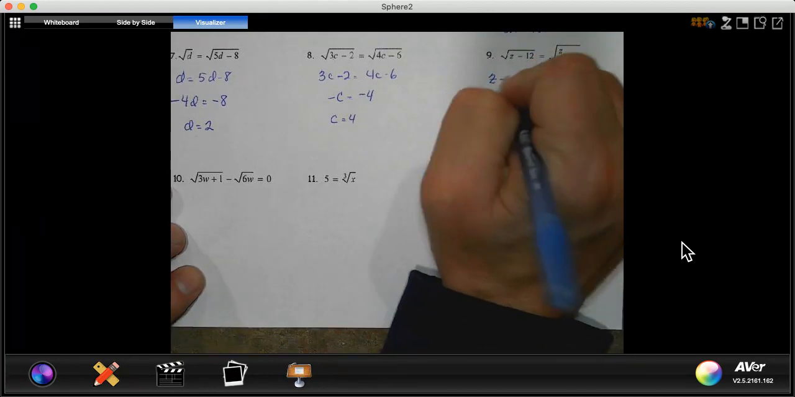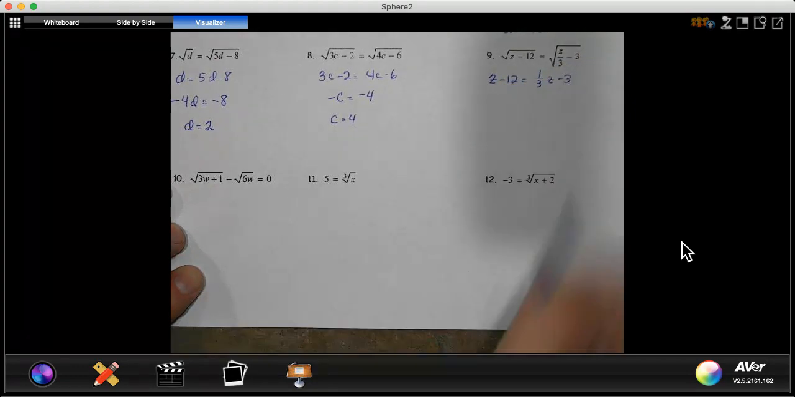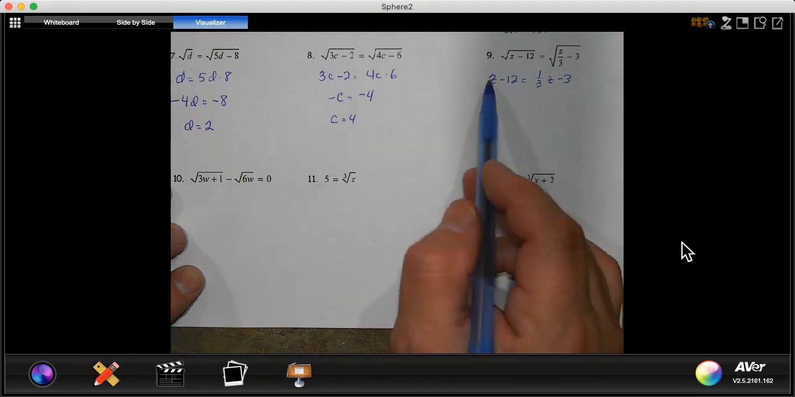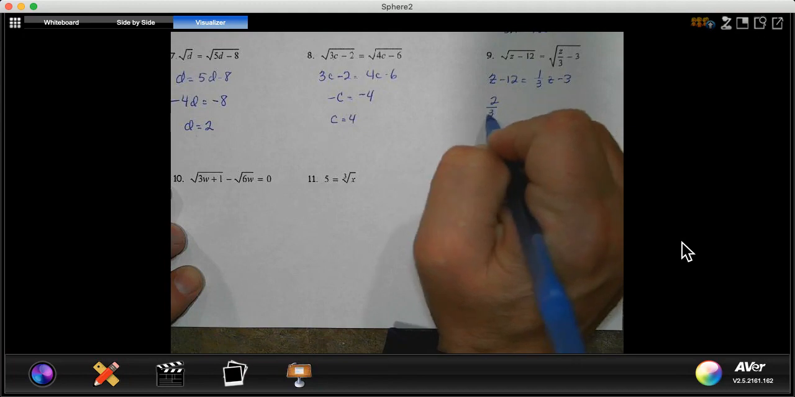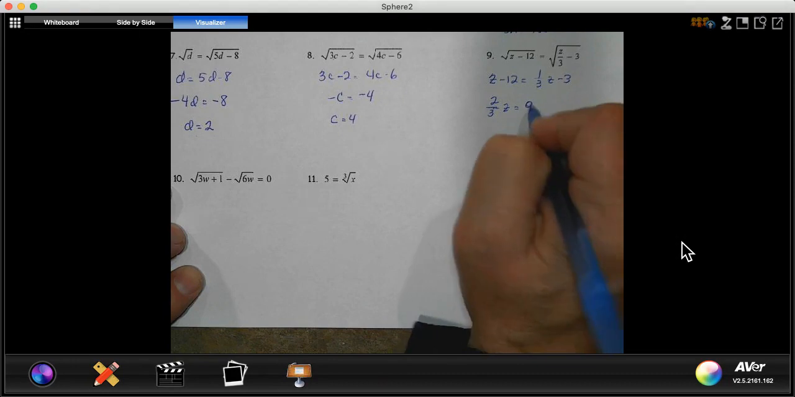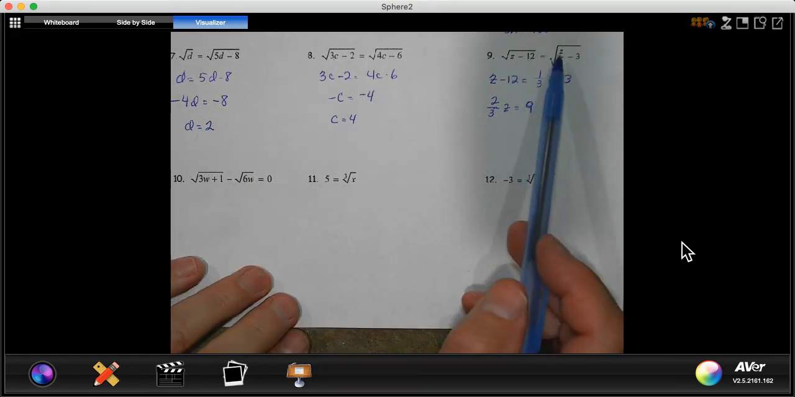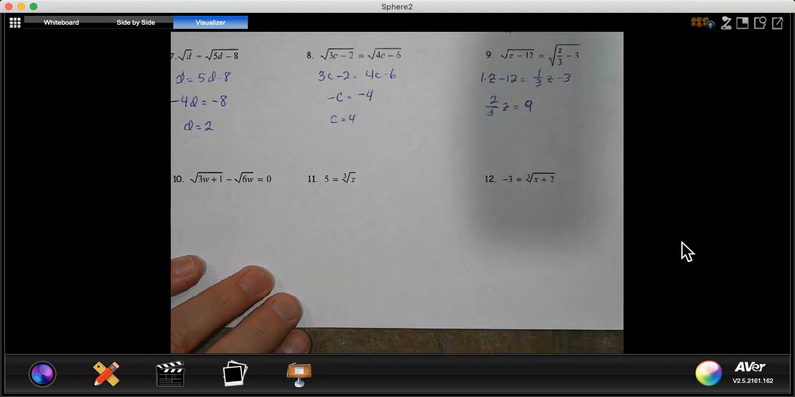9, 9z minus 12 is equal to 1/3 z minus 3. Okay, subtract 1/3 z, so this is 1z minus 1/3 z, so that's 2/3 z, and then add 12 to both sides is 9. So fractions are a little tough for kids, so make sure you understand what I just did there. I just subtracted 1z minus 1/3 of a z, and I got 2/3 of a z.